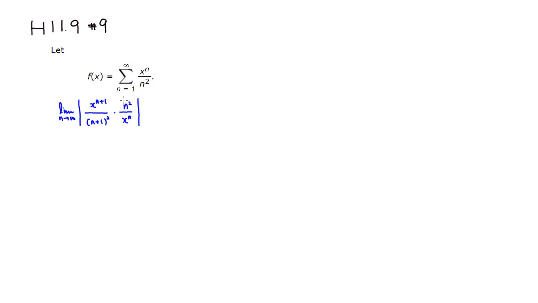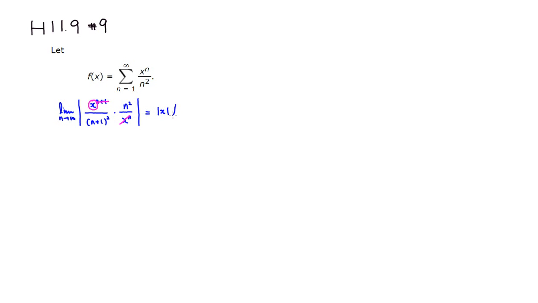Then we're going to do a cancellation. So we can cancel x to the n here. You have one extra on top, so I'm going to scratch that out. So you have one x left over here. Then I'm going to pull that out: the absolute value of x, it has nothing to do with n. So I pull it out.